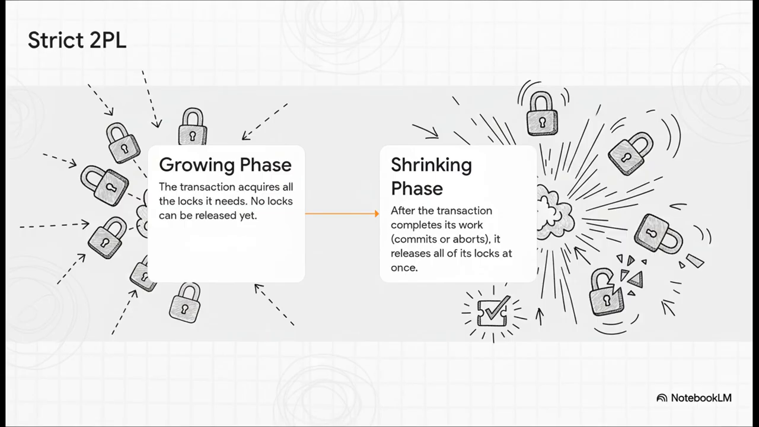Here's how it works. First, you have the growing phase. In this phase, a transaction can only acquire locks. It goes around and gathers up all the locks it's going to need. It cannot release a single one. Then, once the transaction is completely done with its work, it enters the shrinking phase, where it releases all of its locks at the same time. This strict rule is what guarantees transactions behave properly, preventing weird data issues. The trade-off, of course, is that all this locking and waiting can sometimes slow things down.